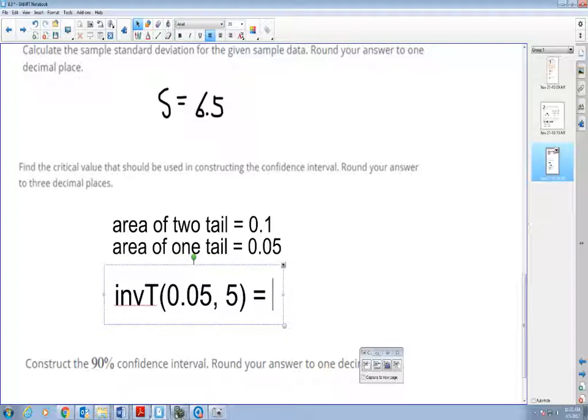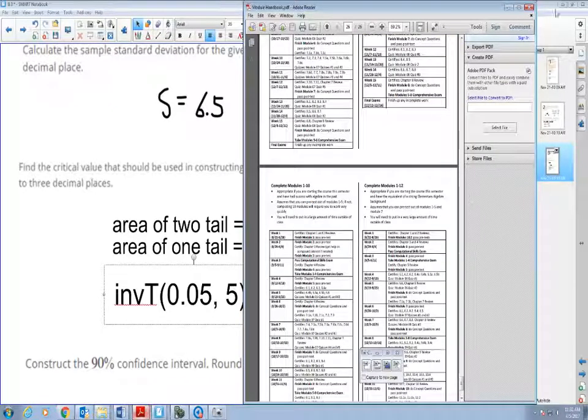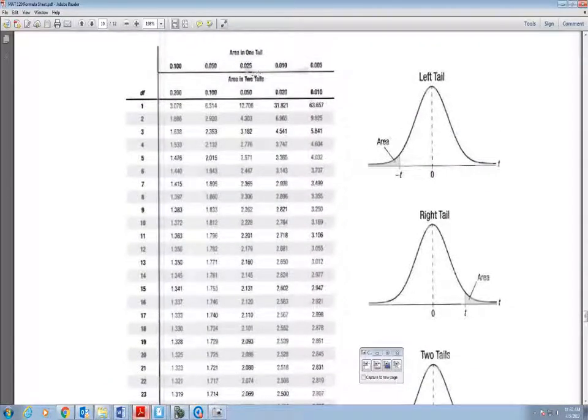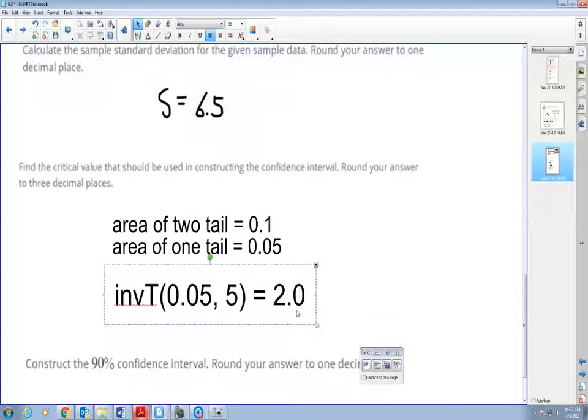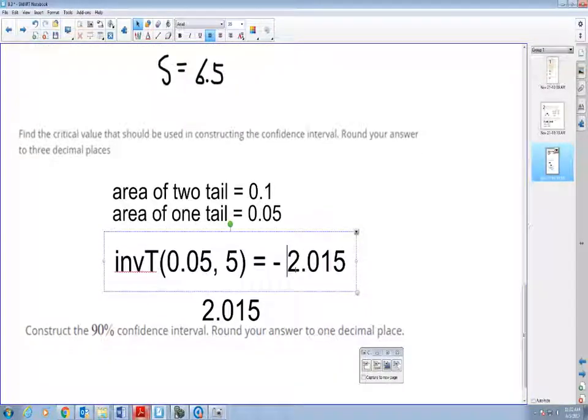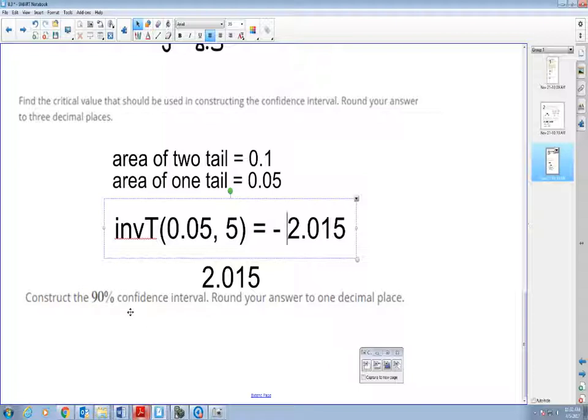Or we can just look it up on the table. Area of 2 tails is 0.1. One tail would be 0.05. Go down to degrees of freedom 5: 2.015. So the final answer for this critical value is 2.015. But when you do the inverse t, that answer is going to be negative because it's referring to the t value on the left side.